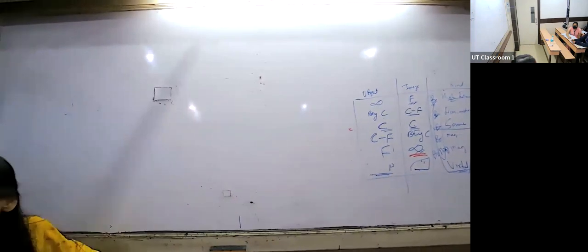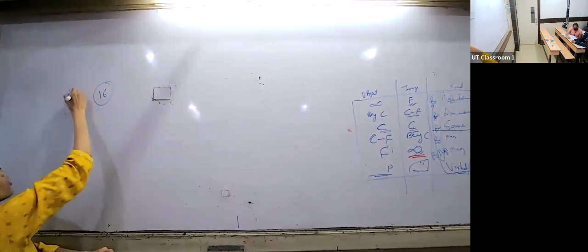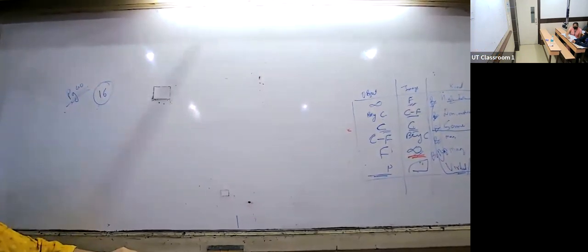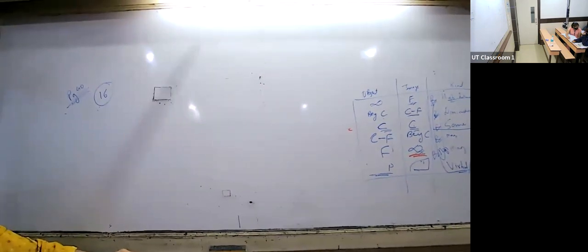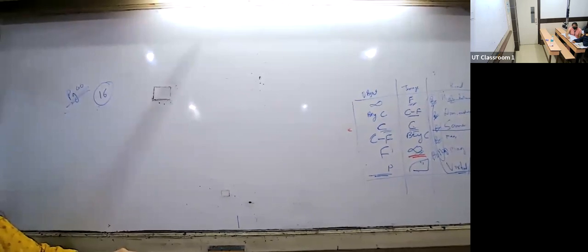Can you read the question? Question 16. A 5 centimeter tall object is placed at a distance of 30 centimeter from a convex mirror of focal length 15 centimeter. Find the position, size, and the nature of image formed.